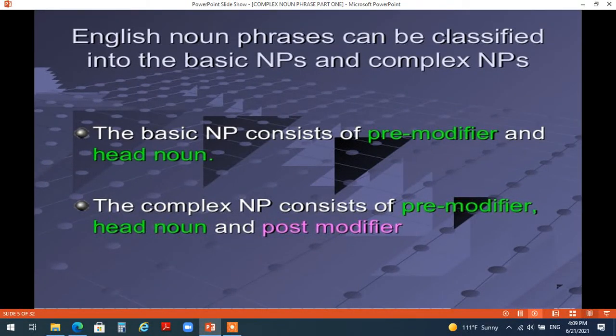Regarding the complex noun phrase, it consists of pre-modifier, head noun, and post-modifier. فيما يخص العبارة الاسمية المعقدة فإنها تتكون من 3 أجزاء. الجزء الأساسي هو الهيد ناون، هو الاسم الذي نريد وصفه. هذا الاسم يأتي قبله وصف معين نطلق عليه pre-modification، وأيضا يأتي وصف معين خلفه أو بعده، هذا نسميه post-modification. post معناها after، يعني بعد الاسم، أوصاف معينة تأتي بعد الاسم نطلق عليها post-modification.